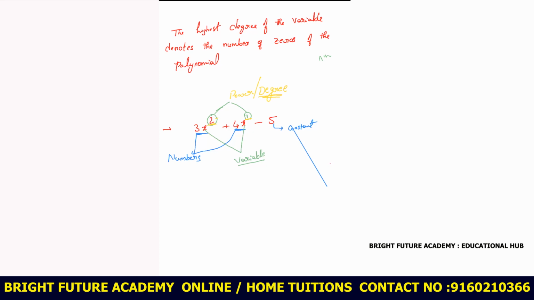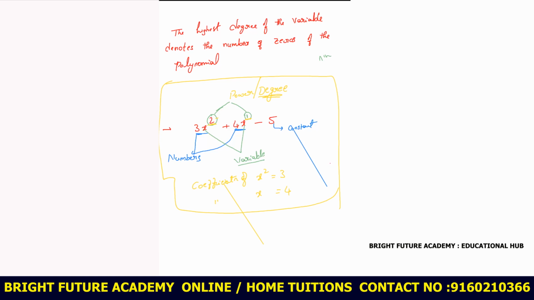Now, the coefficient of x square is what? The coefficient of x square is 3. Same, the coefficient of x is 4. Very good. So make this box also as it is. Done, ma'am. Done? Okay.